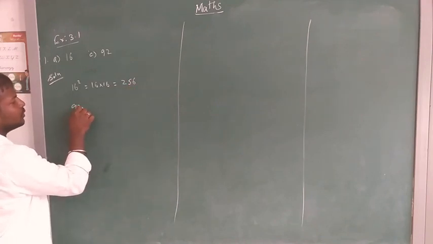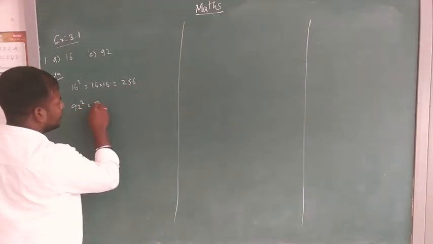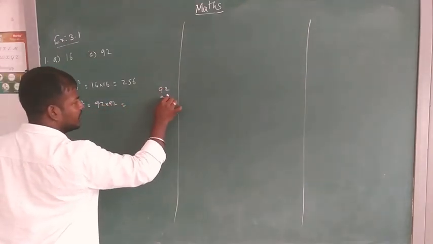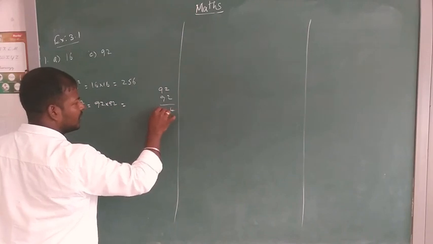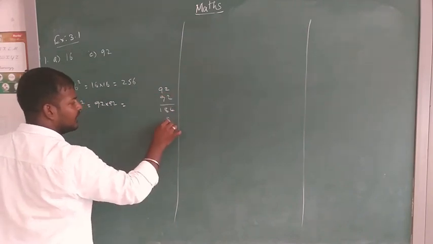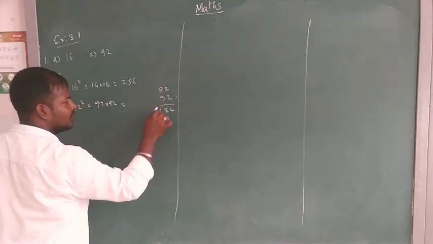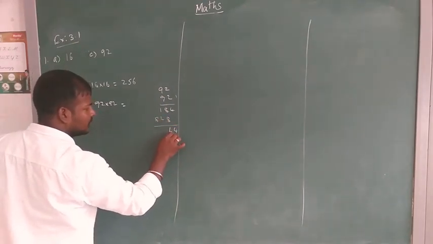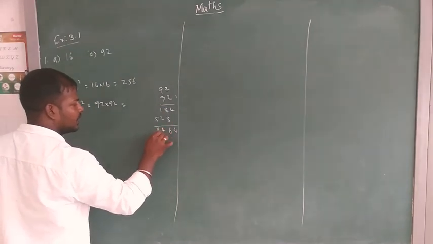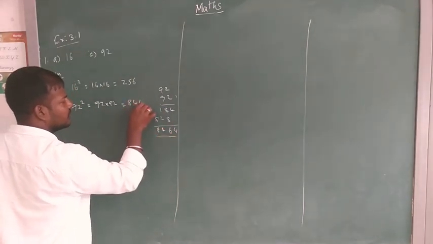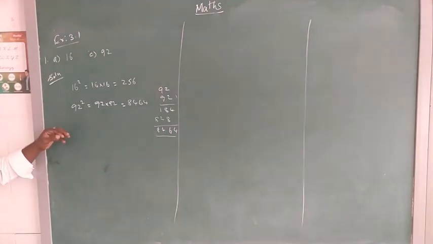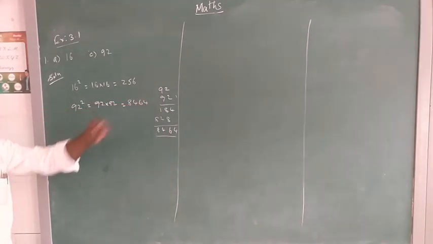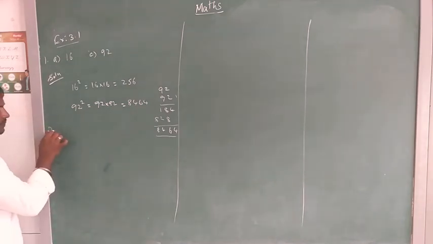What about 92 square? 92 into 92. So what will we get? You must multiply: 2 twos are 4, 9 twos are 18, remainder 1, 9 eights are 72, 73, 81, 82. If you add, what will we get? 4, 6, remainder 1, 4, 8. So the answer is 8464. This is the square of 92: 8464.